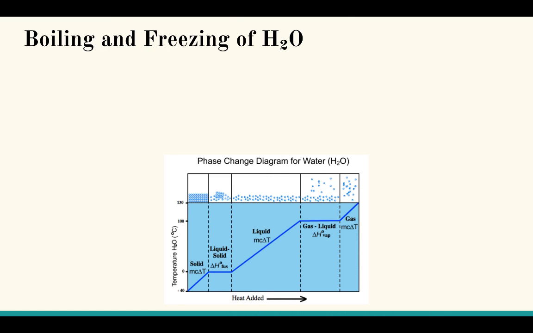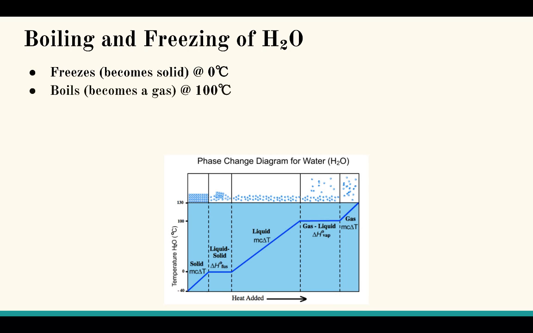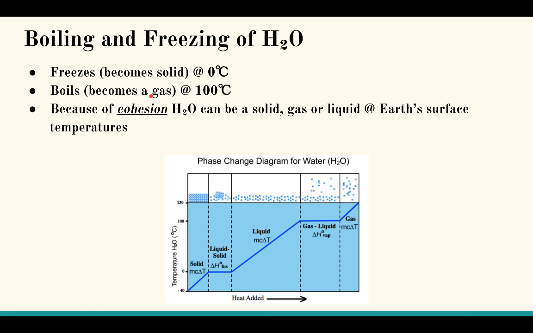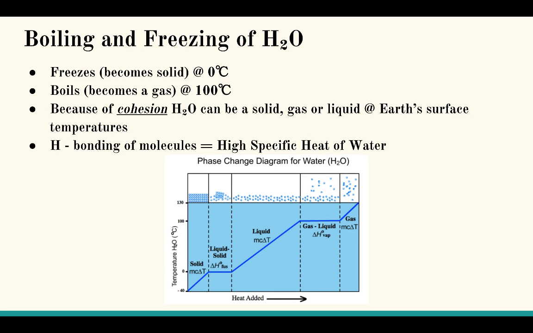Finally, boiling and freezing. We all should know that water is going to freeze at 0. It's going to boil at 100. So it's going from a liquid to a solid here. It's going from a liquid to a gas when it boils. And because of this cohesion of water, it can exist in these three states of matter on Earth. And this is another reason why you and I are here today and all the other living organisms, because of this specific heat of water.